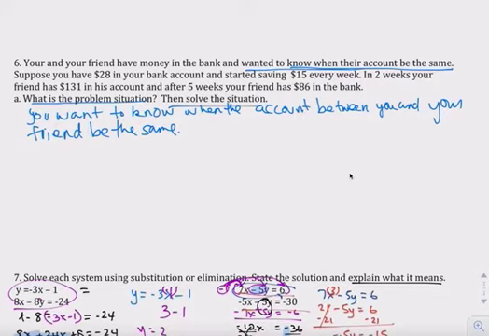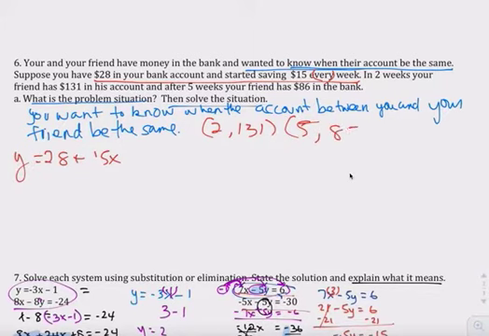Okay, so you'd solve it. Suppose you have $28 in a bank account, starting every week. So 28 plus 15x. Okay, and so that's you. In 2 weeks, your friend has $131 in his account. In 5 weeks, he has only $85. So let's see.